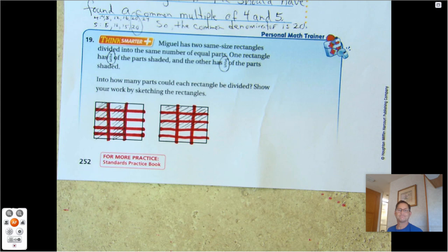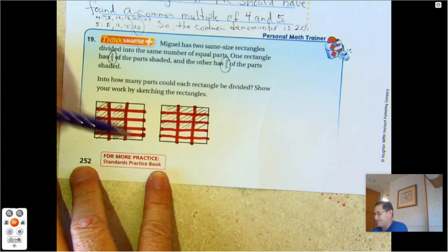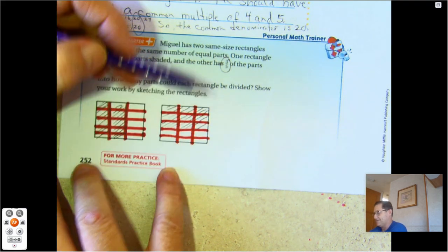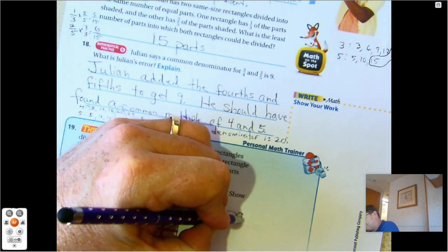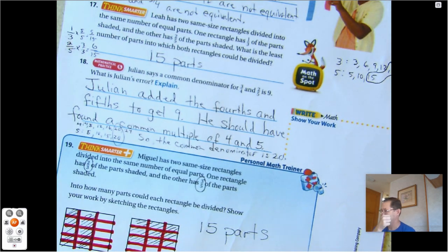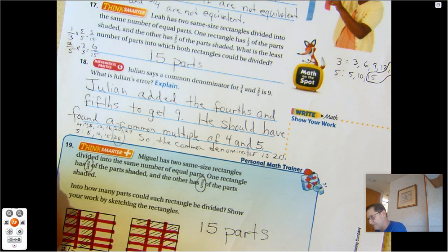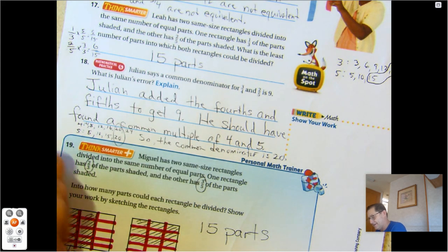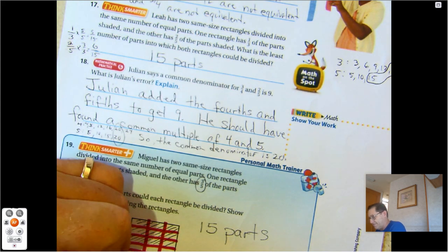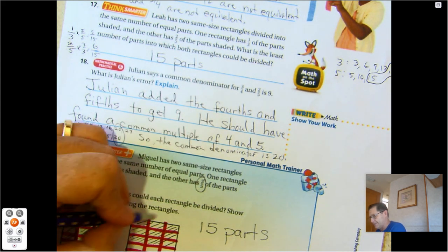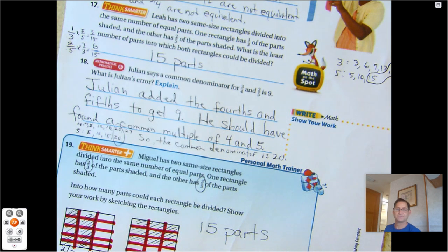Okay, so 3, 6, 9, 12, 15. 3, 6, 9, 12, 15. So 15 parts. 2/3 is equal to 2, 4, 6, 8, 10/15. 3/5 is equal to 3, 6, 9, 15.